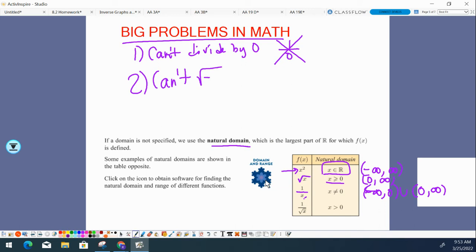And the last one has both of the big problems: x in the denominator and a square root. So that just means x has to be a positive value, not equal to 0. So we would start, not including 0, up to infinity. You don't need to know both of these. You can either pick this version of how to write it or the interval notation. Either way is okay with me.